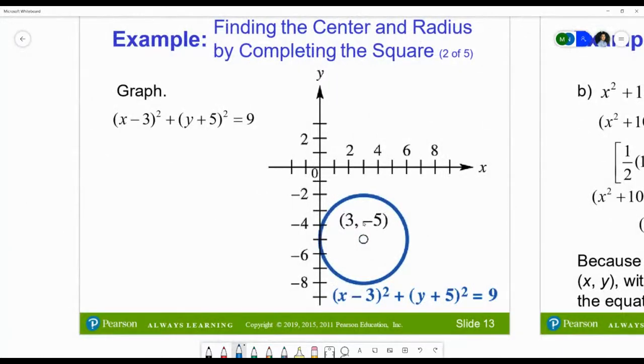Okay, so here we graph this. 3, negative 5. All our reference points here: 1, 2, 3, 4. And you notice that all of these have a measurement of 3 for the radius. And here's our center for the 5th point.